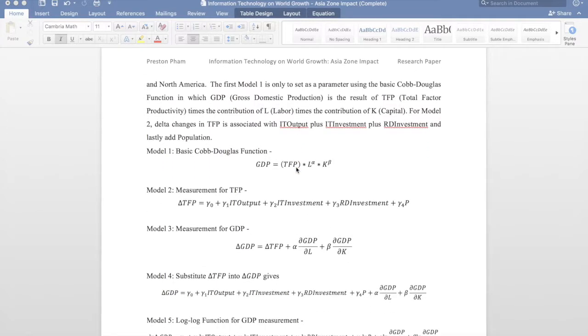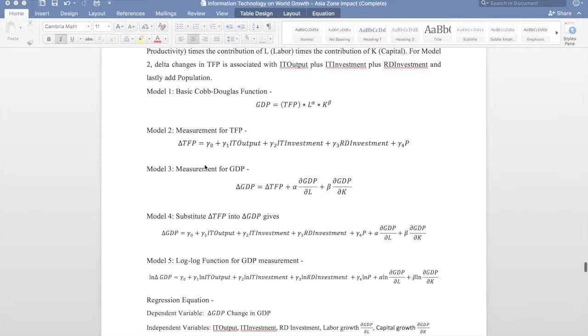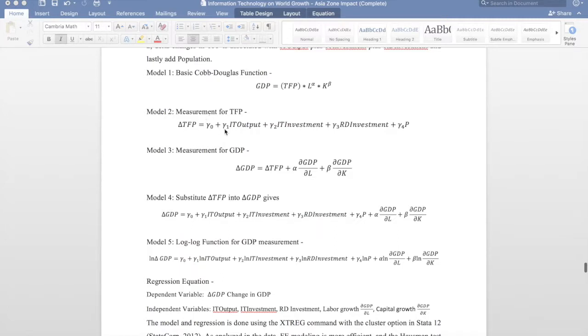So the first module here is just to set up some parameters. It's the basic Cobb-Douglas function in which GDP is the result of TFP, total factor productivity, times the contribution of labor, and also times the amount of K, capital. After that, we have a sense that TFP is equal to IT output plus IT investment plus R&D investment, and lastly adding population.